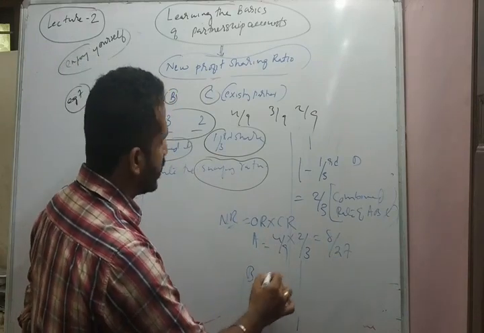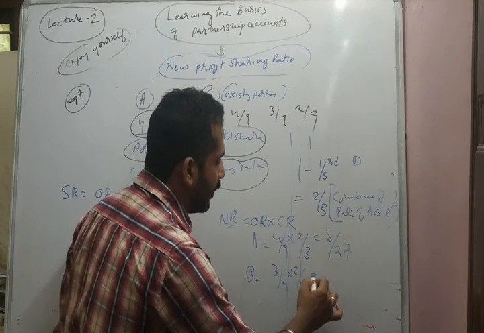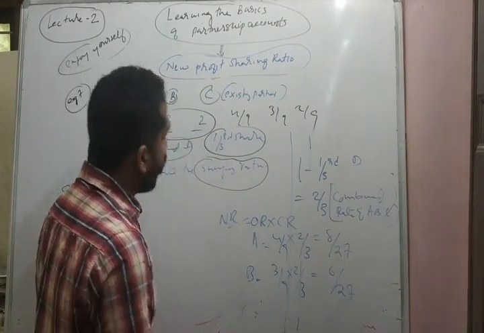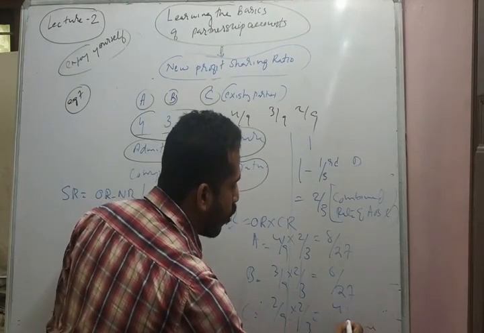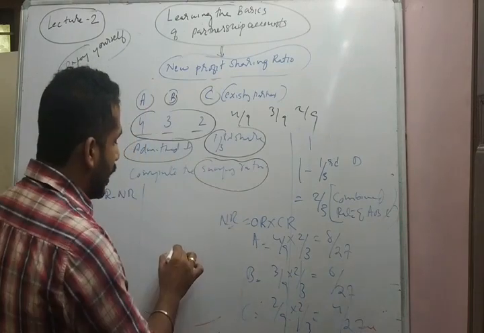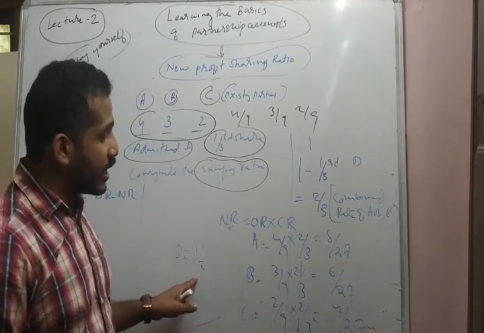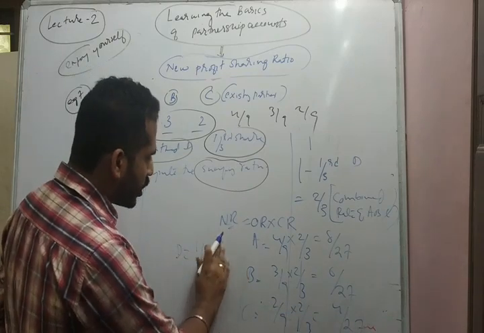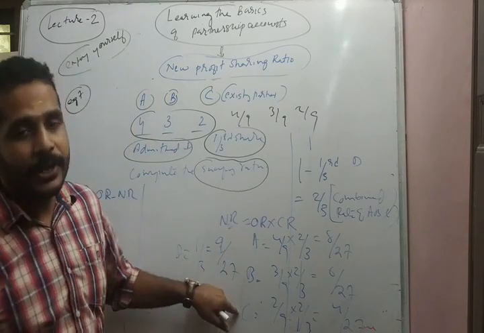For B, what is the old ratio? 3/9 into combined ratio 2/3. Then we will get 6/27. Then about C, his old ratio is 2/9 into 2/3 is equal to 4/27. Then about D, already given in the question, 1/3. When this 3 is converted into 27, then we will get 9/27, because 1 into 9, 9, 3 into 9, 27.